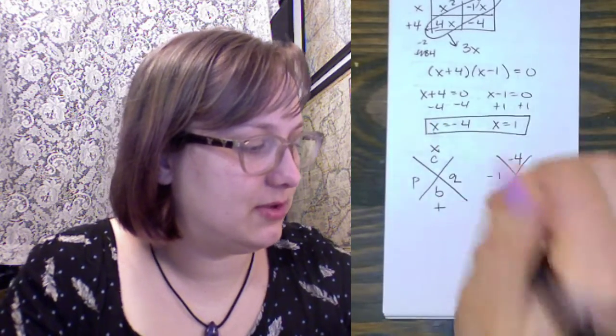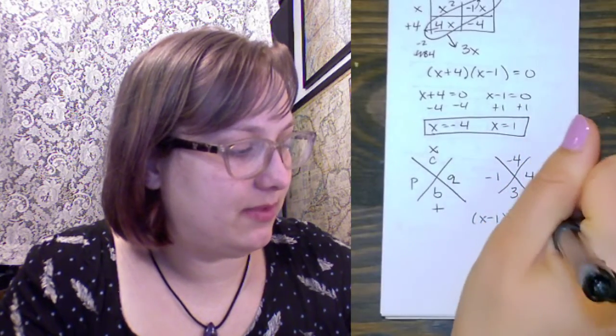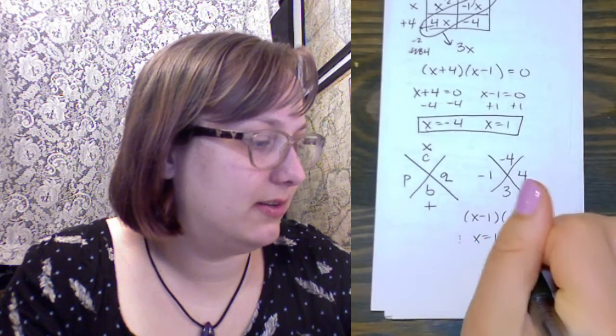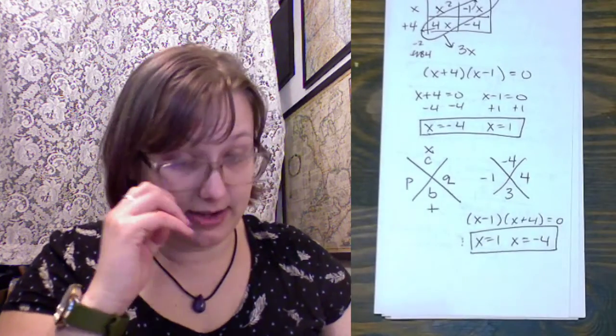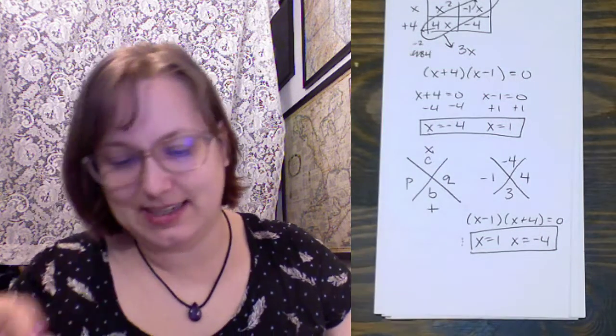So these are my values for P and Q in factored form. So this is x minus 1 and x plus 4 equals 0, and then I do the exact same math and I get x equals 1, x equals negative 4. It's the same. If you have your preferred factoring method, you can use that. I don't care. I like this one, and it's so colorful.